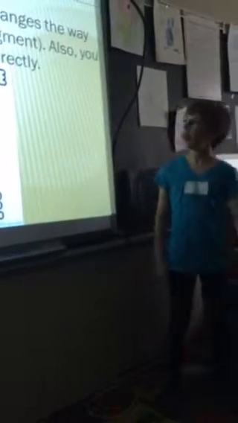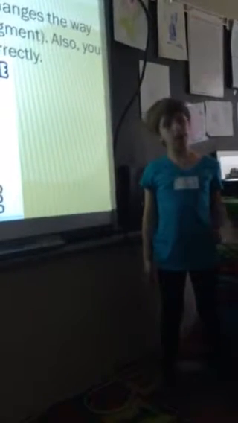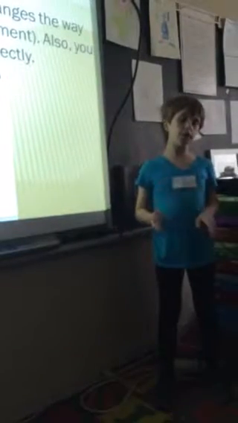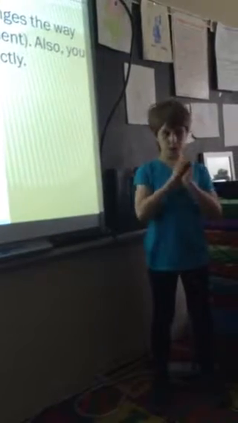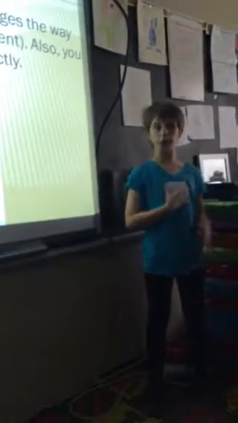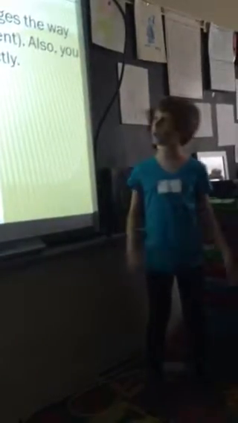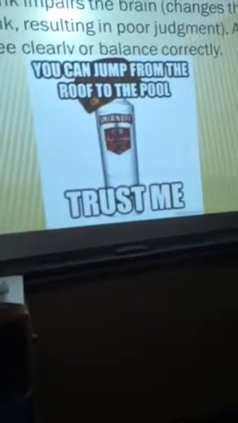Being drunk impairs the brain, meaning that it changes the way you think, resulting in poor judgment. Also, you can't see clearly or balance correctly. This is how a drunk driver crashes, because the drunk driver will think that he or she is driving in a straight line and not doing anything wrong, when really they're swerving like a maniac. You can jump from the roof to the floor. Trust me. That's what the picture said, because as we said up there, it changes the way you think, resulting in poor judgment.